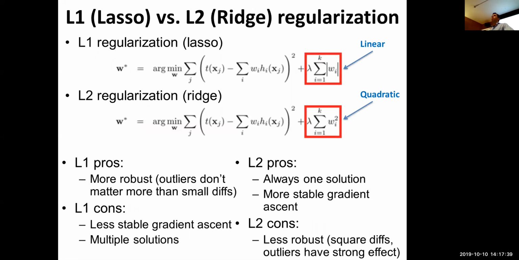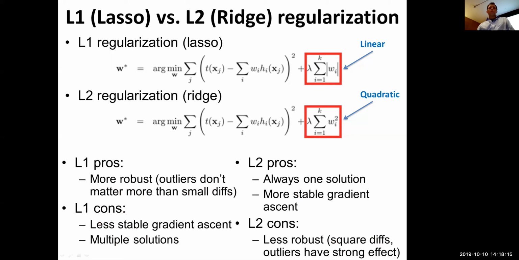So that's where ridge regularization comes in. Instead of using this linear penalty on the weights, I'm going to use a quadratic penalty on the weights. The advantage is that there's only one solution, and it's a much more stable gradient descent. The disadvantage is that it's less robust, because the squared differences lead to outliers having an overly strong effect. L1, on the other hand, has the advantage of being more robust: the outliers don't matter as much. The disadvantage is a less stable gradient descent, with multiple solutions.